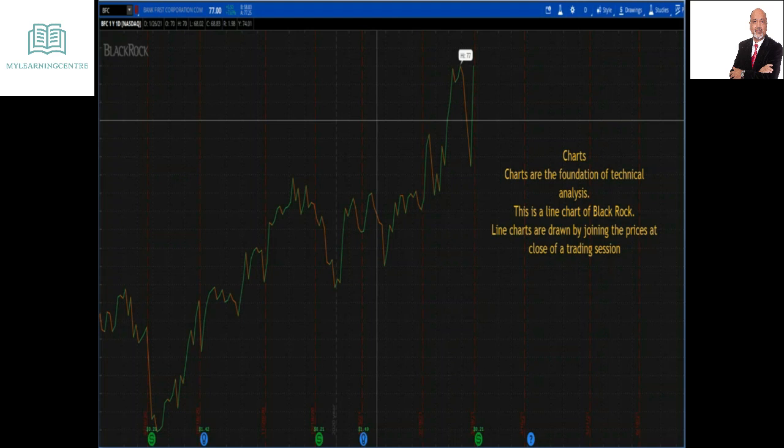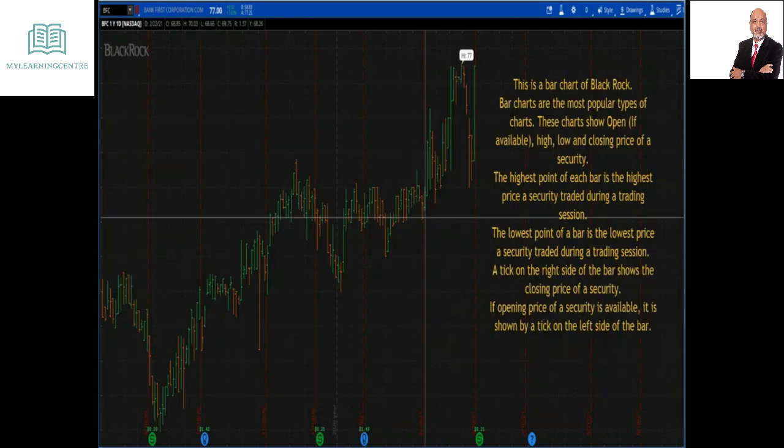Charts are the foundation of technical analysis. This is a line chart of BlackRock. Line charts are drawn by joining the prices at close of a trading session. This is a bar chart of BlackRock. Bar charts are the most popular types of charts.